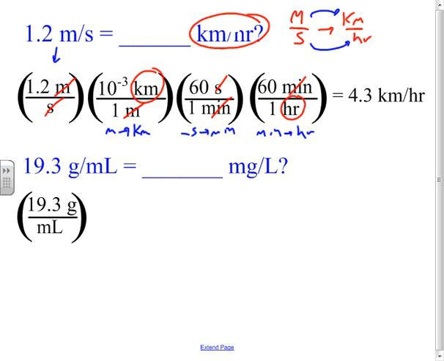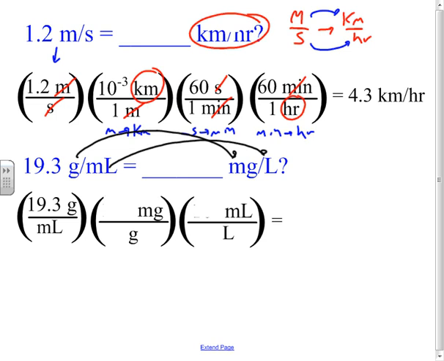Next one, 19.3 grams per milliliter. How many milligrams per liter does that equal? So we've got a gram unit that we've got to convert to milligrams and a milliliter unit that we've got to convert to liters. So a mass unit, grams to milligrams, a volume unit, milliliters to liters. So now we need two sets of equivalents. One to convert the grams into milligrams, and the other one to convert the milliliters into liters. Again, note the arrangement. If grams are on top here, they have to be on bottom here, so they cancel. If milliliters are on bottom here, they need to be on top here, so they cancel.